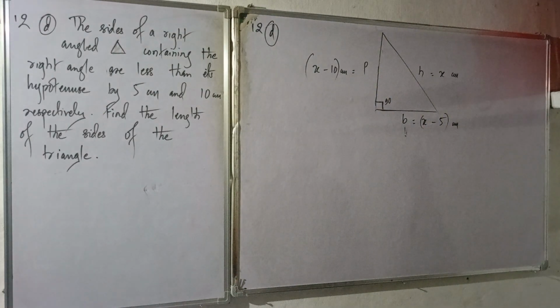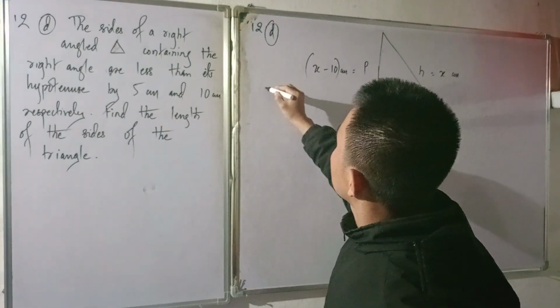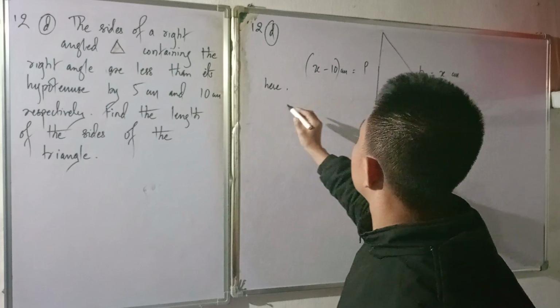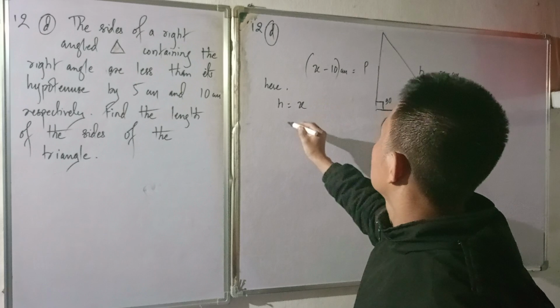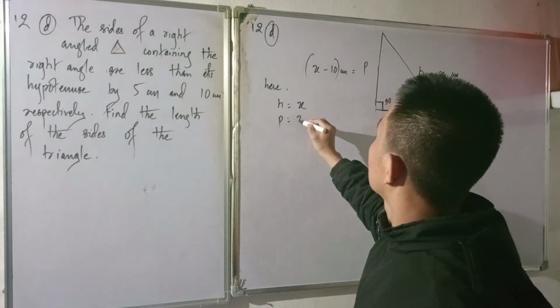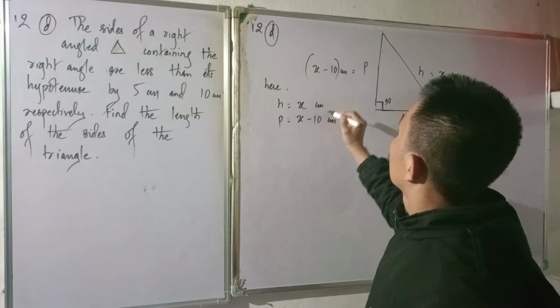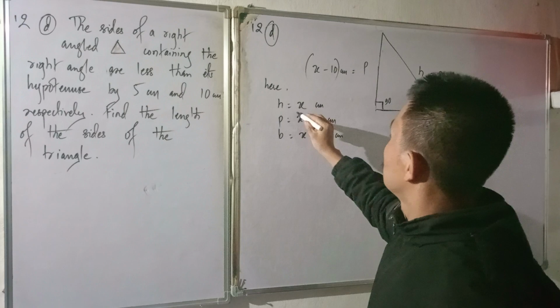I hope you're clear about this. Now here we have the hypotenuse. I have considered it x, then the perpendicular will be x minus 10 centimeter, and the base will be x minus 5 centimeter.